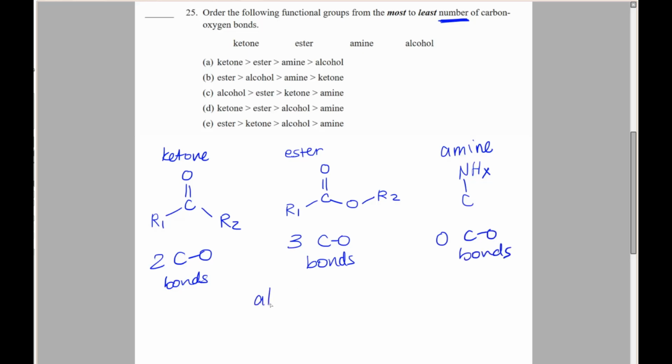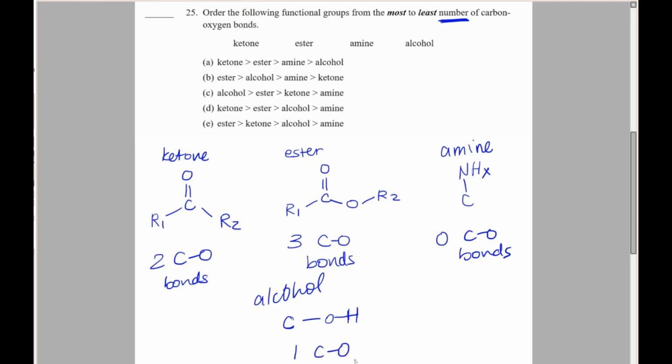And lastly, we have alcohols, which are just OH bonds, and then this O is bonded to a carbon. Or I guess it could be bonded to anything else, but in this case, it's probably asking for carbon and oxygen bonds. So in this case, it would just be a carbon, oxygen, and a hydrogen. And this only has 1 CO bond.